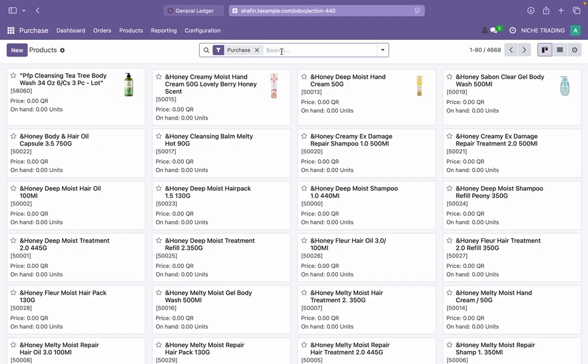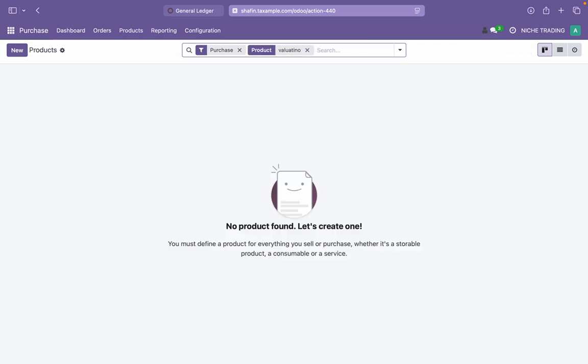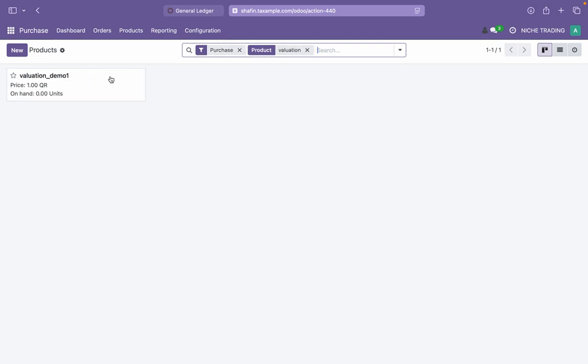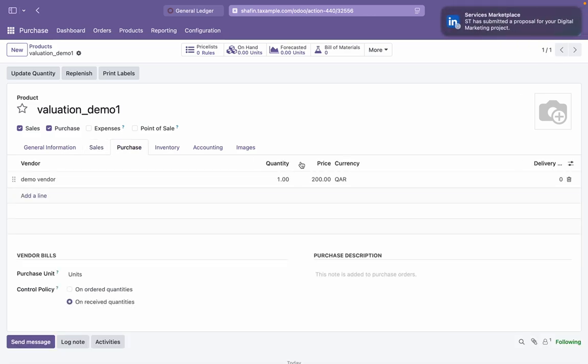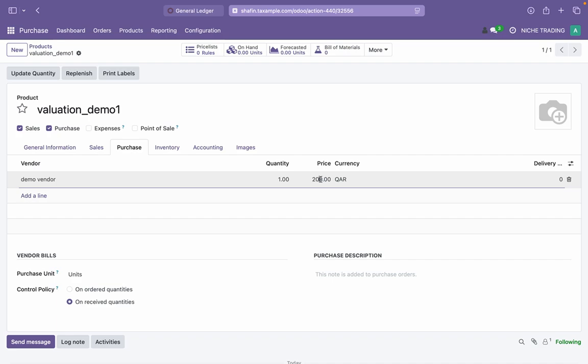So we already have created a product named valuation. All right, so this product, let's say this has zero cost price. This product has the category of valuation. Just for this experiment's sake we have done this. This is a good, we are tracking its inventory, we do not allow negative stock, and these are the basic outlines of a product.